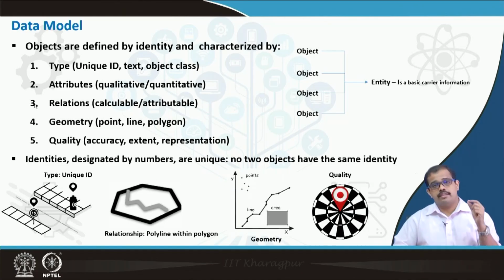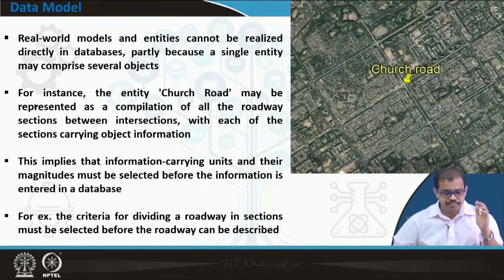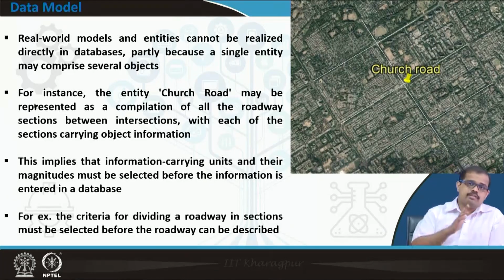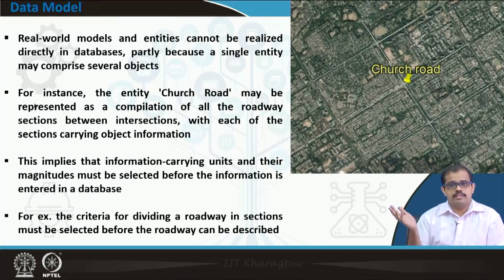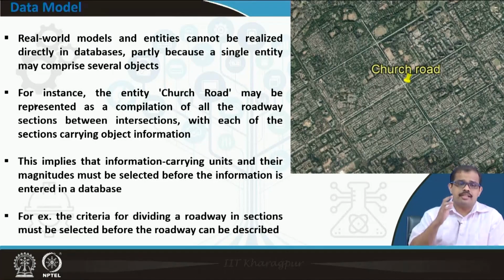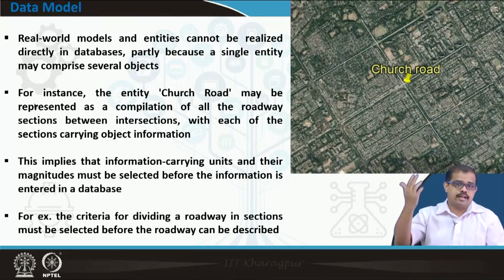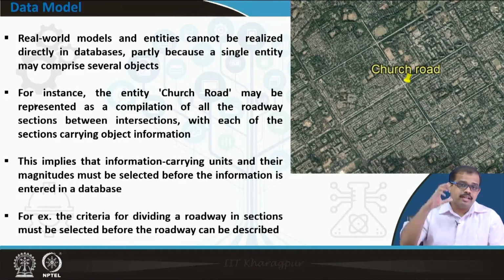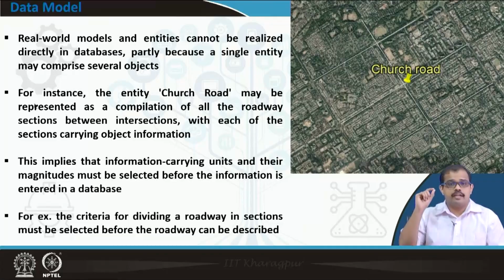So you should always have a separate identity. As I said, an object ID should be completely different. Now let's go back to the real world to digital world model. When we are representing the real world, models and entities normally cannot be easily put into the data model, because these are a single entity, but may have several hundreds, thousands, lakhs of objects. So representing that is extremely difficult.